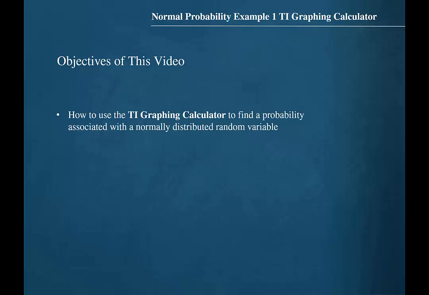The objective for this video is to learn how to use the TI graphing calculator to find a probability associated with a normally distributed random variable.